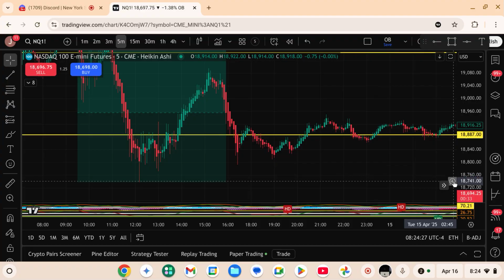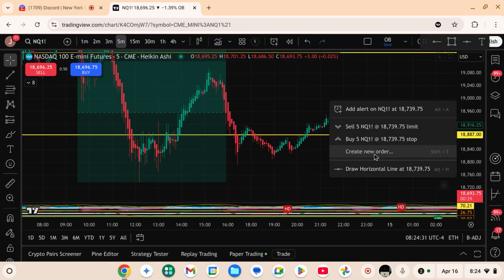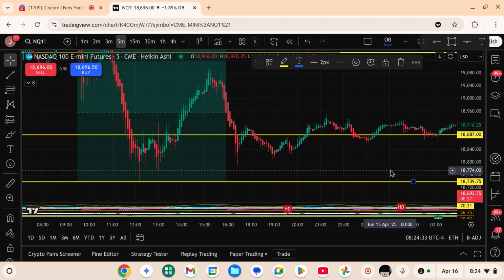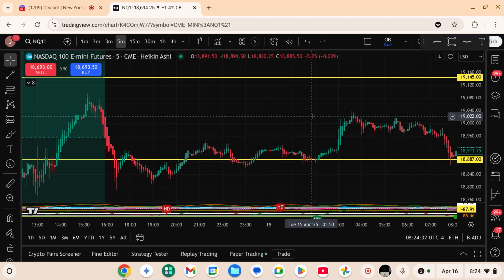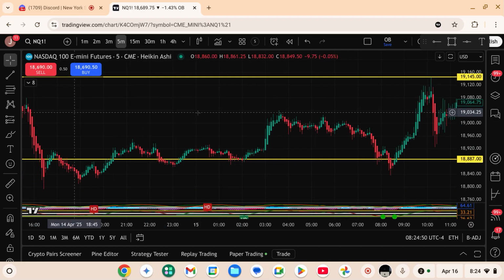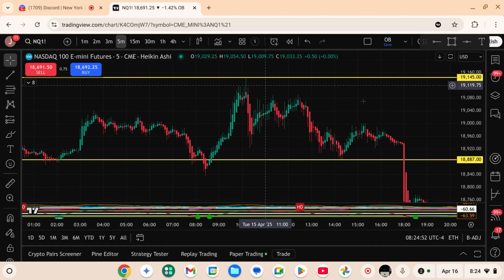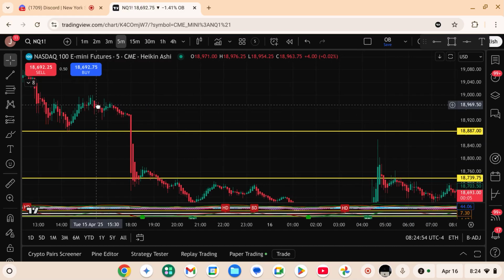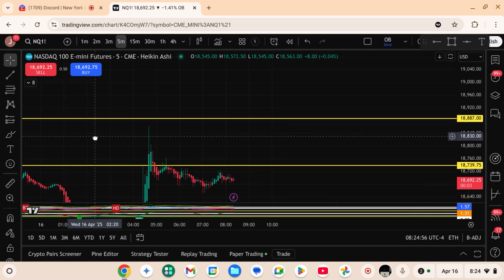So those will give you key areas of where price wants to make a big move from. So that's the importance of drawing your highs and low from one previous or two previous trading sessions. So once we get that done, we'll turn that off. And then we'll see where we're at.